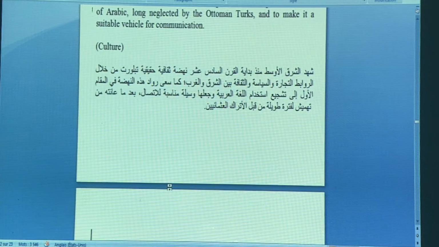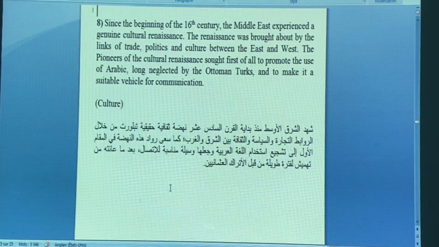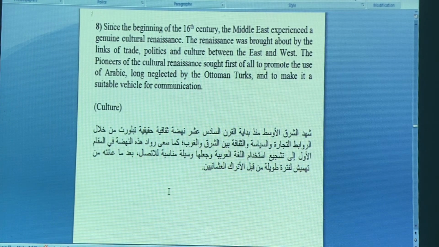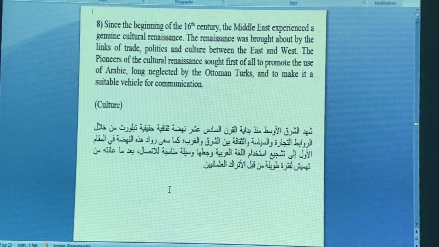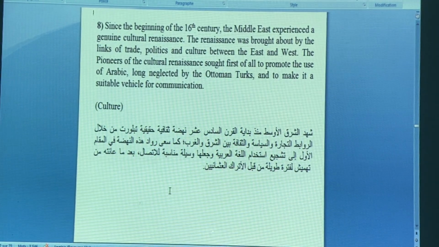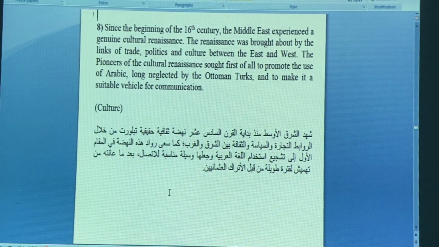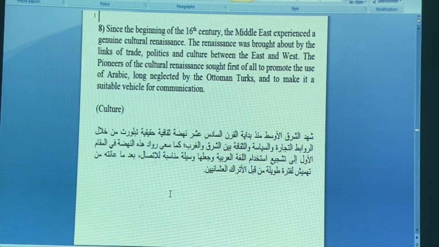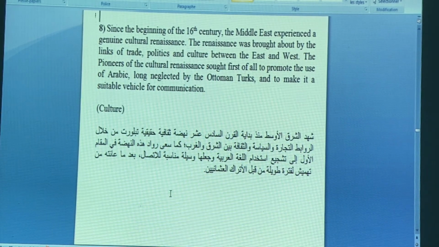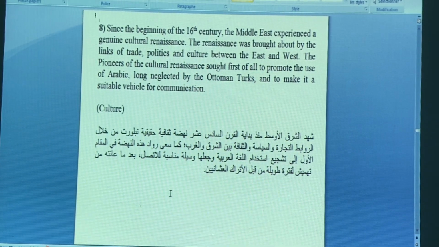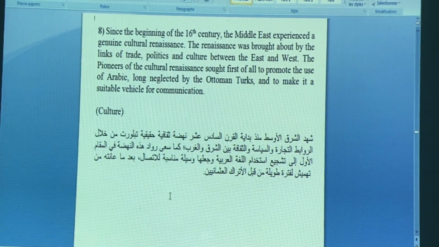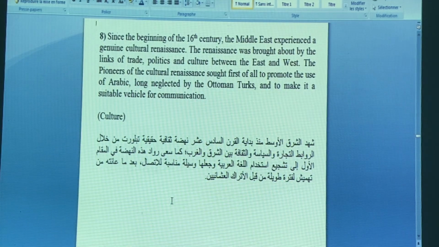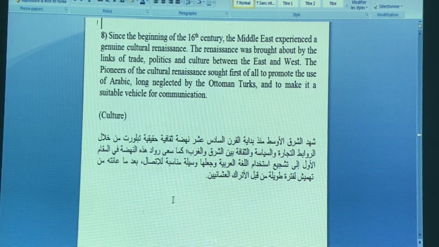Now, sentence 8. Since the beginning of the 16th century, the Middle East experienced a genuine cultural renaissance. The Renaissance was brought about by the links of trade, politics, and culture between the East and West. The pioneers of the cultural Renaissance sought first of all to promote the use of Arabic, long neglected by the Ottoman Turks, and to make it a suitable vehicle for communication. So this has to do with culture.